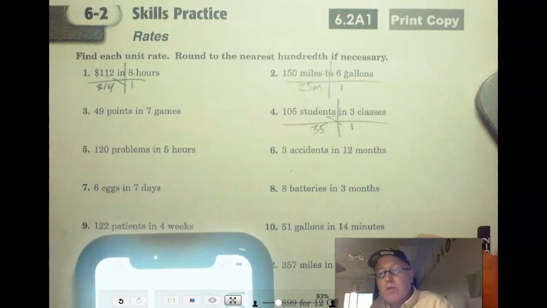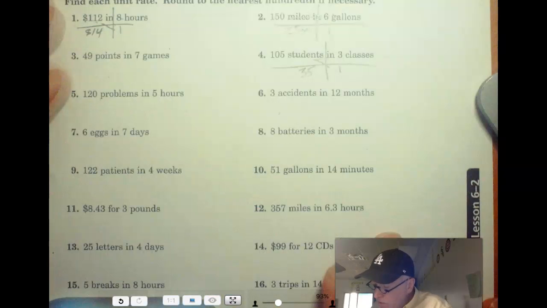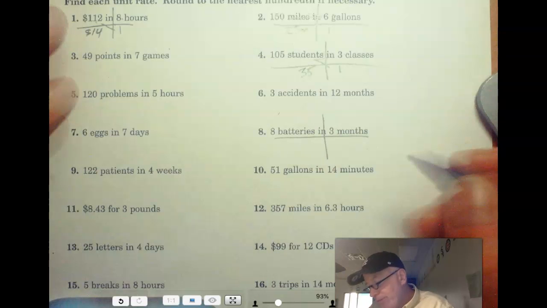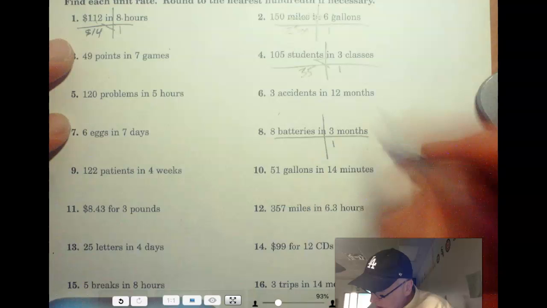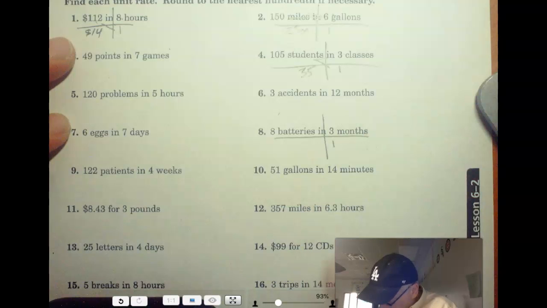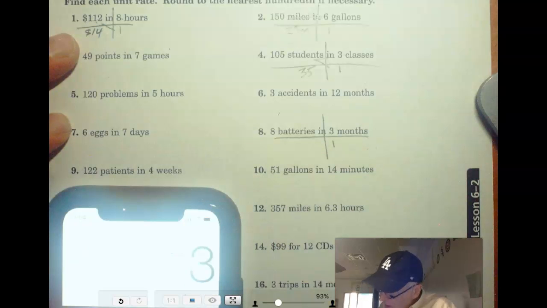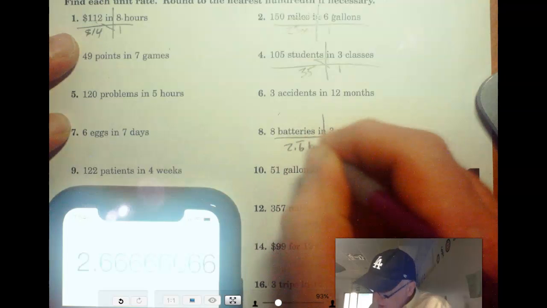Now, I've got to be honest with you. Some of these can be a little weird, and you can maybe even do them both ways as long as you understand what you're doing here. 8 batteries in 3 months. Well, we can think about that this way. How many batteries are in 1 month? Because that's a measure of time, and we usually put the 1 underneath the time. So let's do 1 times 8 divided by 3. So 8 divided by 3 means it's 2.6 repeating batteries in 1 month.